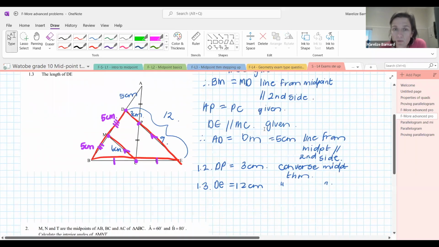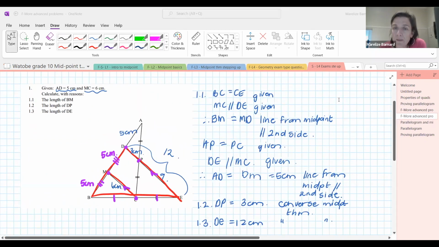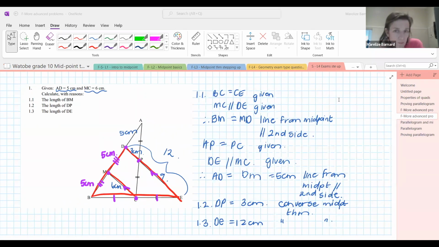Here's our whole answer for it. I just did it with the other class as well. So if you want to take a quick screenshot of what the answer is, there we go. Also, we've been using in this course the reason line from midpoint, parallel second side. That's fine. You can also use converse midpoint theorem. Converse midpoint theorem is also acceptable.